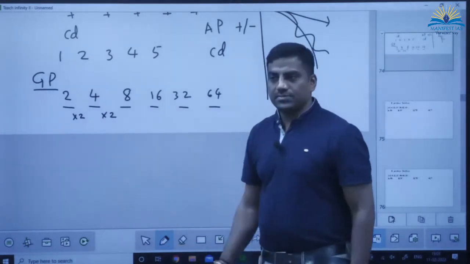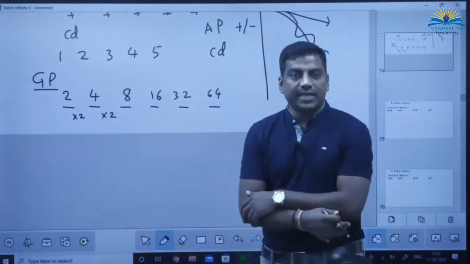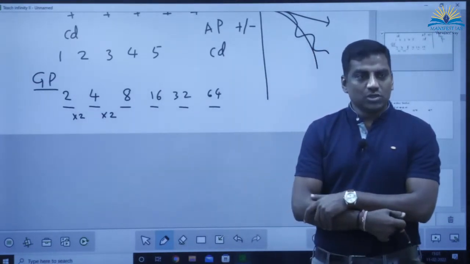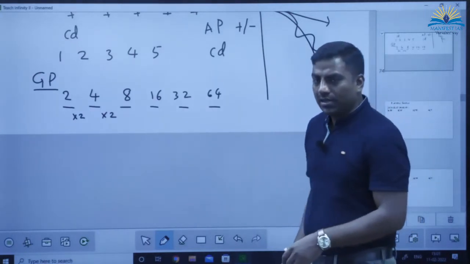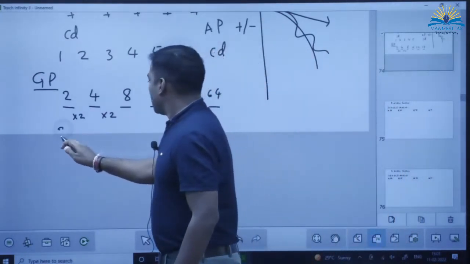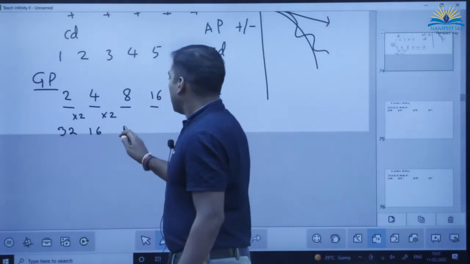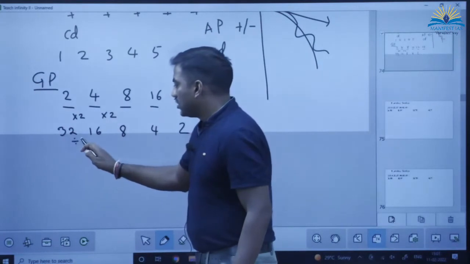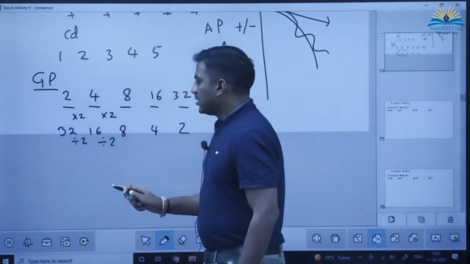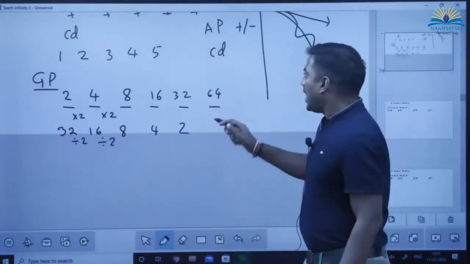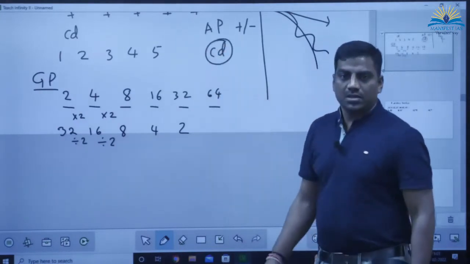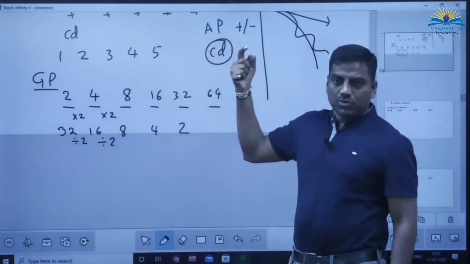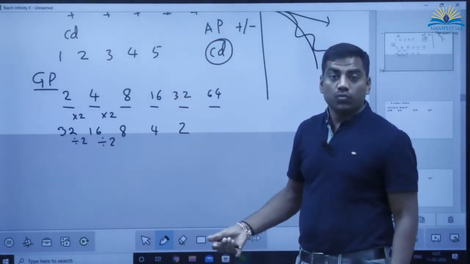If I reverse the case, 64, 32, 16, 8, 4, 2, 1, that is also a GP. Because then, like 32, 16, 8, 4, 2, I am dividing by 2. This is also fine. The way I took up the common difference here, where we get a difference in arithmetic progression, here we get a common ratio.